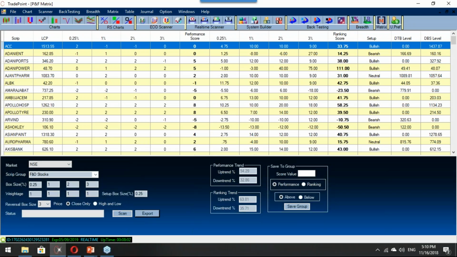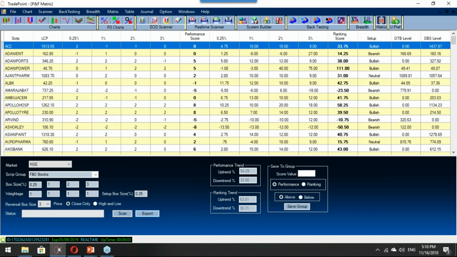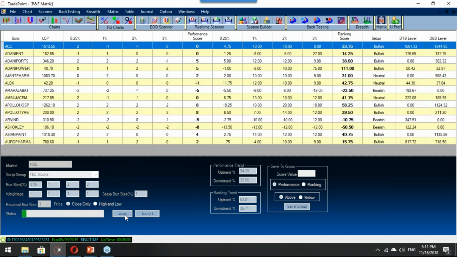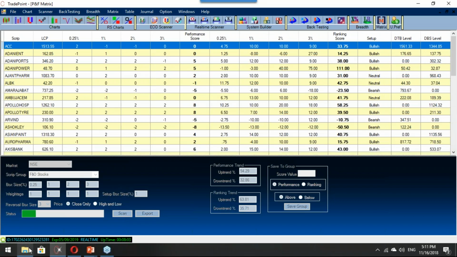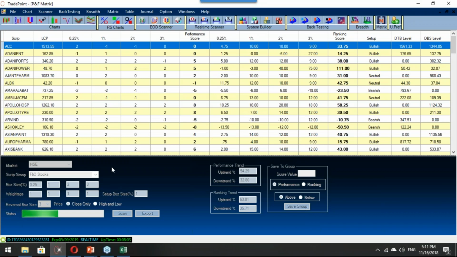So what I'm going to do now is I will probably just export this file. I will probably call it F&O stocks PF matrix 0.25% setup and November 15, 2018, right? So what we will also do is we will run this scanner again, but this time we are going to use a 1% box size to scan our candidates. Okay, so we will open this file and we will wait for the software to complete the scanner.